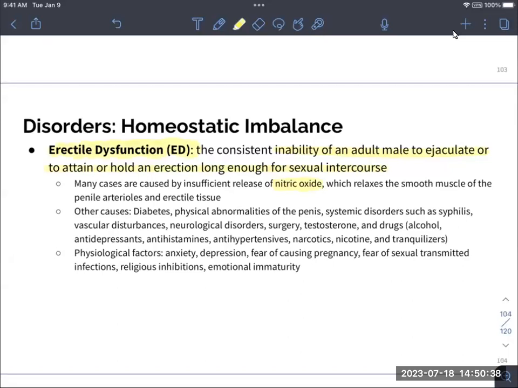This can cause, there's diabetes, there's any kind of physical abnormalities of the penis, syphilis, vascular disturbances, neurological disorders, surgery, testosterone problems, drugs like alcohol, antidepressants are a big cause of erectile dysfunction, antihistamines, antihypertensives, narcotics, nicotine, tranquilizers, anxiety, depression, fear of causing a pregnancy can lead to erectile dysfunction, fear of sexually transmitted diseases, religious inhibitions, emotional immaturity. There's a lot of different causes for erectile dysfunction.